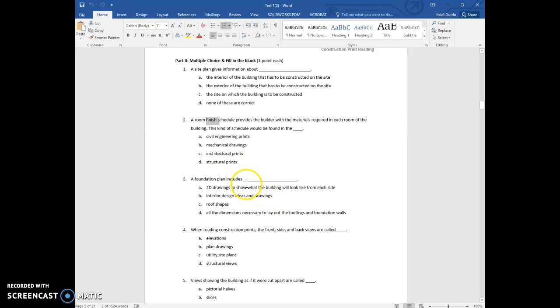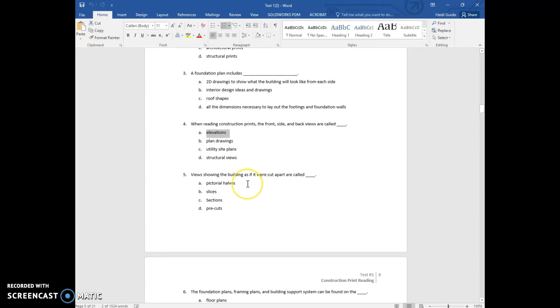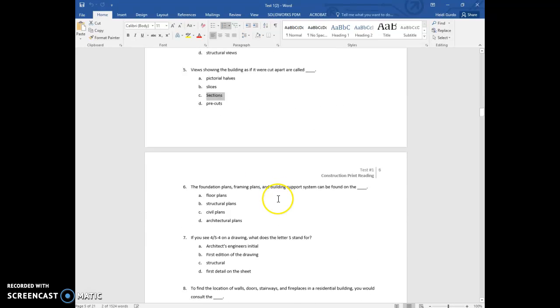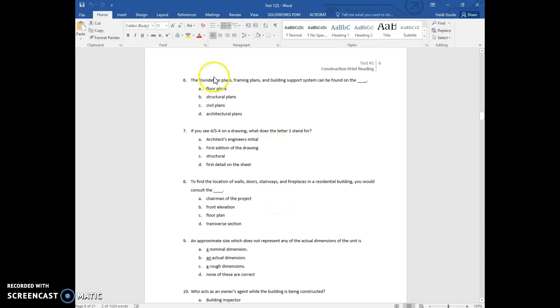A foundation plan is going to include all the dimensions necessary to lay out the footings and foundation walls. When reading construction prints, the front, side, and back views are called elevations. Views showing the building as if it were cut apart are called sections. The foundation plans, framing plans, and building support systems are going to be found on the structural plans. These are all structure that support the building.